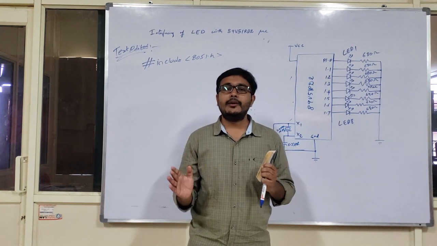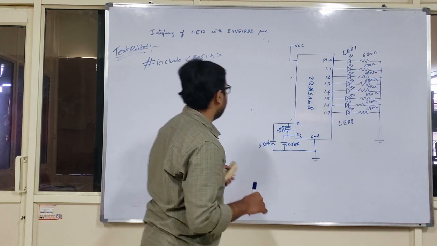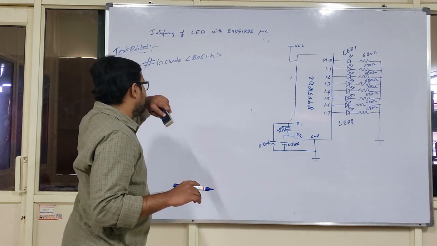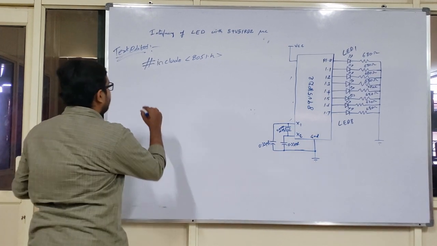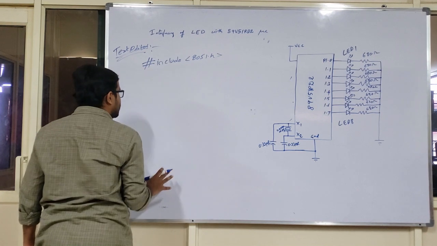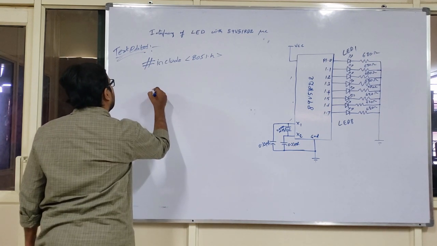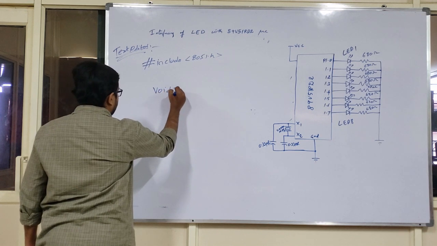That means all the standard library function definitions I can find in the header files. Okay. Now #include <8051.h>. After this, I am just demonstrating how to write a normal program. Now the next instruction I am going to write is void main.